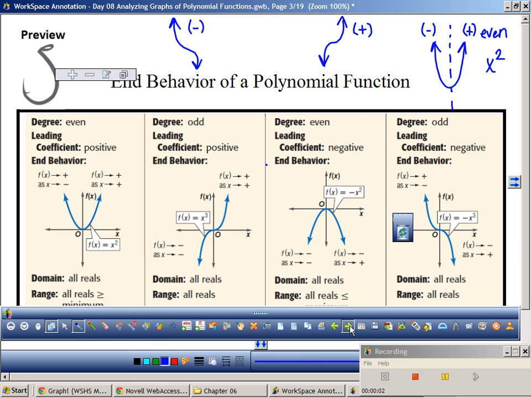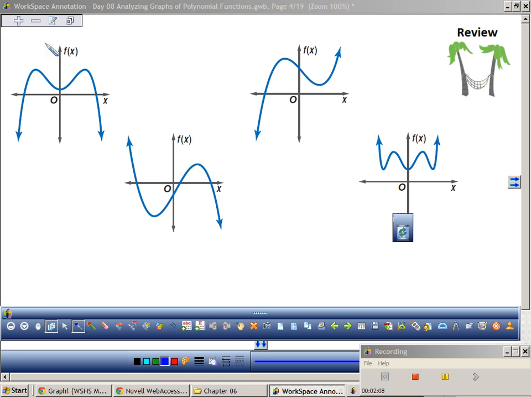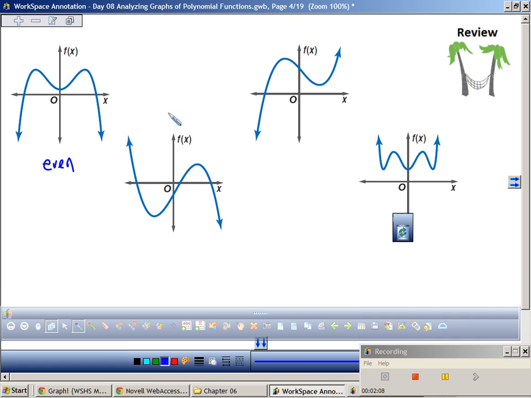Okay. So using that, I think we went through all of these, did we? We did. So is this odd or even? Even. Is this odd or even? Odd. Is this odd or even? Is this positive or negative? It's beginning at the negative side, right? Positive or negative? Good. You guys got this.